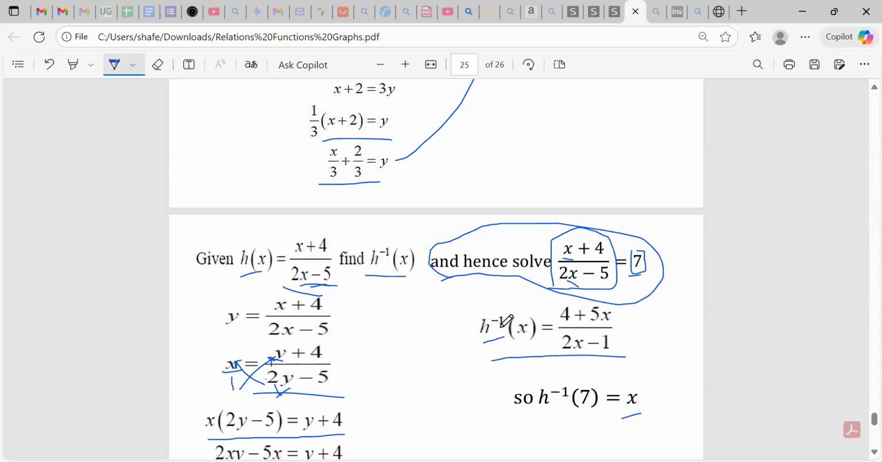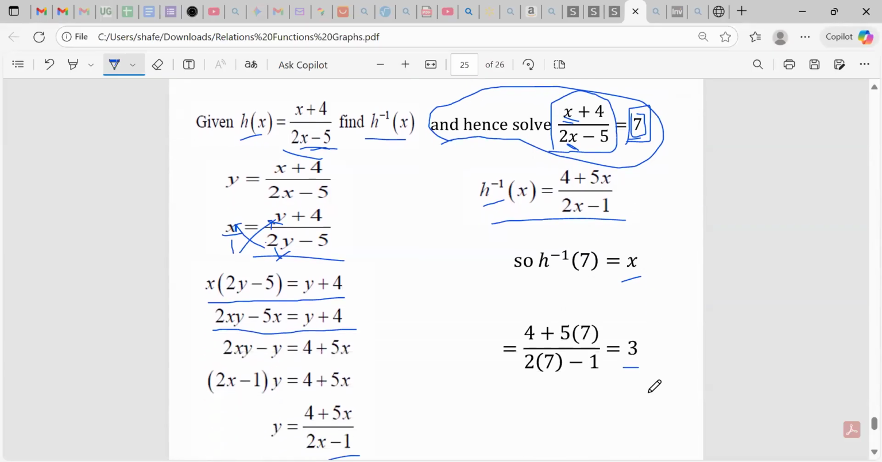So as we said, this inverse can now take 7 and churn out the value of x, right? So we take the 7, H inverse of 7 is equal to x, and we put the 7 in H inverse, this here. And we get x equal 3. And that's our solution. You can try it and see. 3 plus 4, 7. 7 over 2 times 3 is 6. 6 minus 5 is 1. So 7 over 1 equals 7.